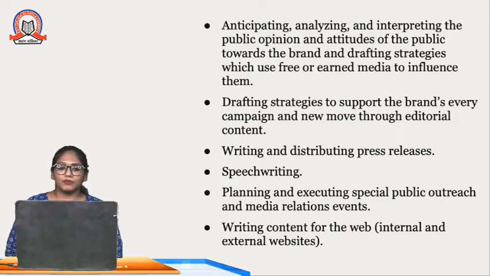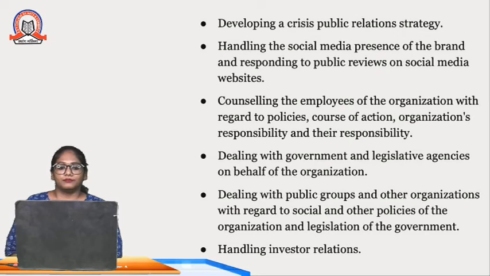Writing and distributing press releases is also one of their major functions, including speech writing, planning and executing special public outreach and media relations events, and writing content for the web, which includes internal as well as external websites. Developing a crisis public relations strategy, handling the social media presence of the brand and responding to the public reviews on social media websites is also a huge responsibility of the PR agency.